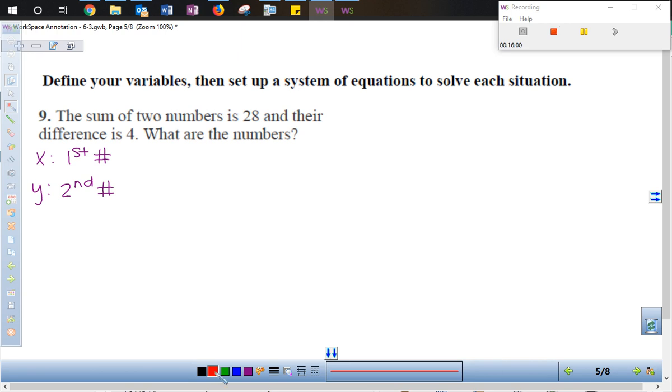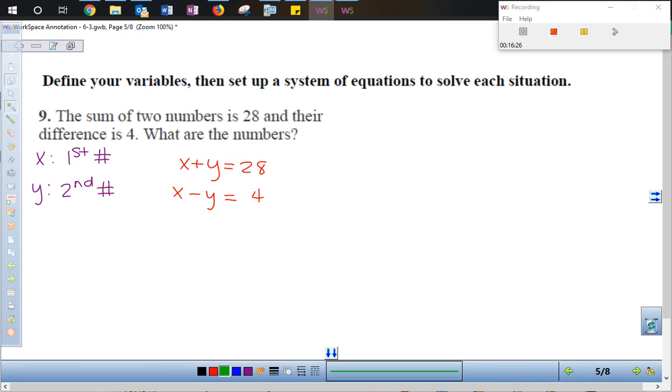Now, it says the sum of two numbers is 28. Well, sum means addition, so I want to add these two together, and that means I'm going to get a result of 28. Their difference is 4, so that means if I subtract them, I'm going to get 4. I'm going to keep it in the same order, x minus y, and I'm going to get 4.